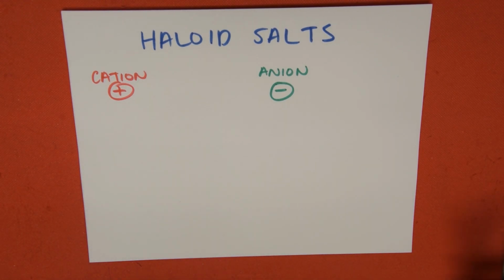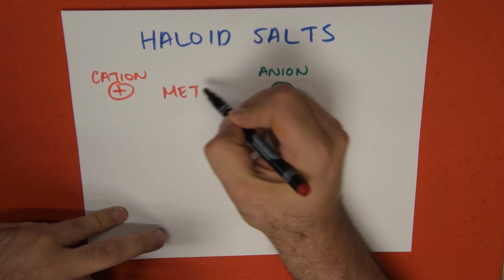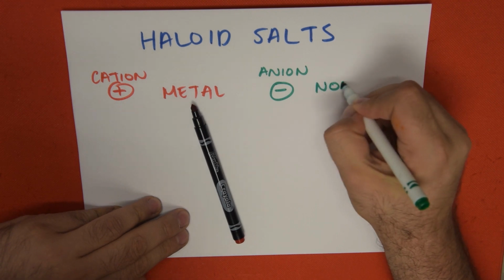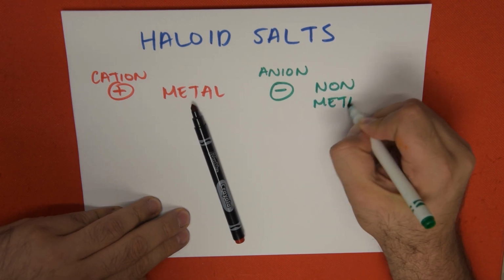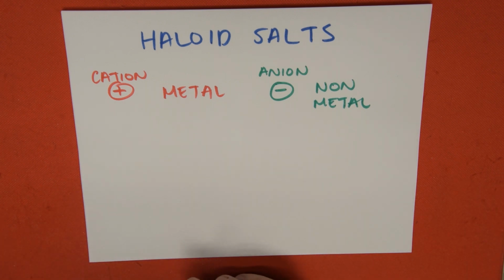Right now we're going to be speaking about the nomenclature, or how to name and recognize haloid salts. Haloid salts are defined by having a metal as a cation and a non-metal as an anion, right? So with your periodic table or with your experience or what you've memorized, we can give different examples.